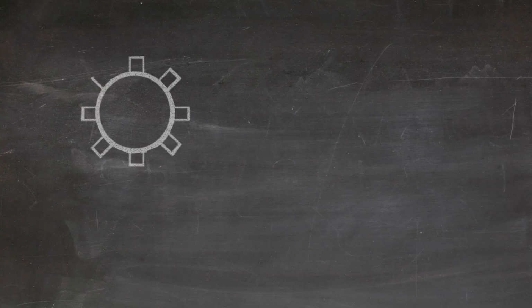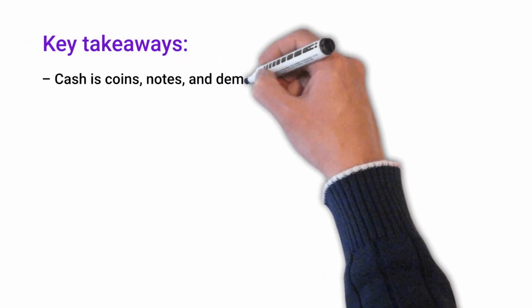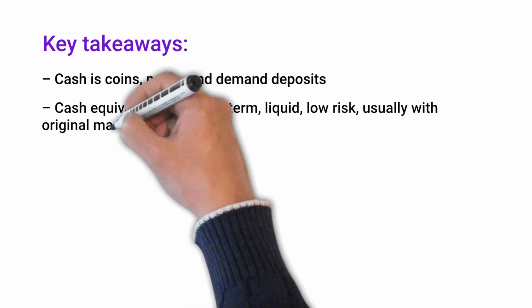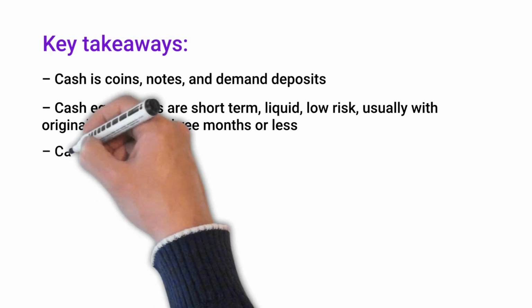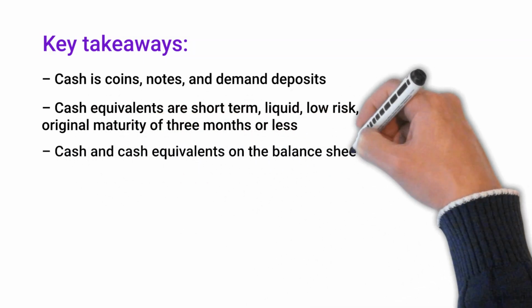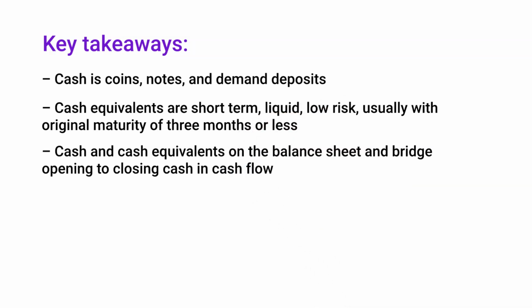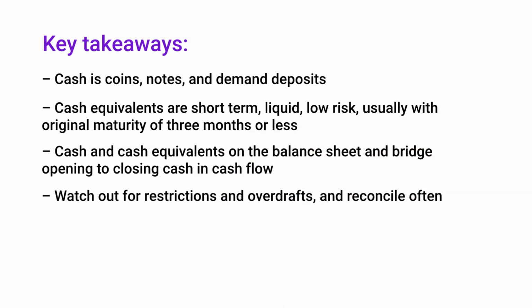And now let's quickly recap the lesson. Cash is coins, notes, and demand deposits. Cash equivalents are short-term, highly liquid, low-risk investments, usually with original maturity of 3 months or less. These items appear together as cash and cash equivalents on the balance sheet and bridge opening to closing cash in your cash flow statement. Watch out for restrictions and overdrafts and reconcile often.